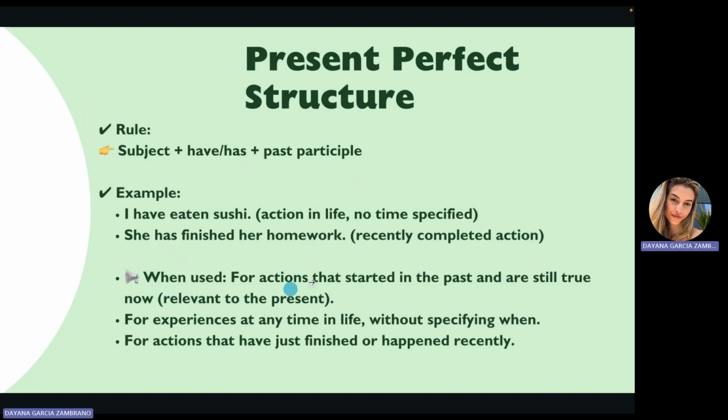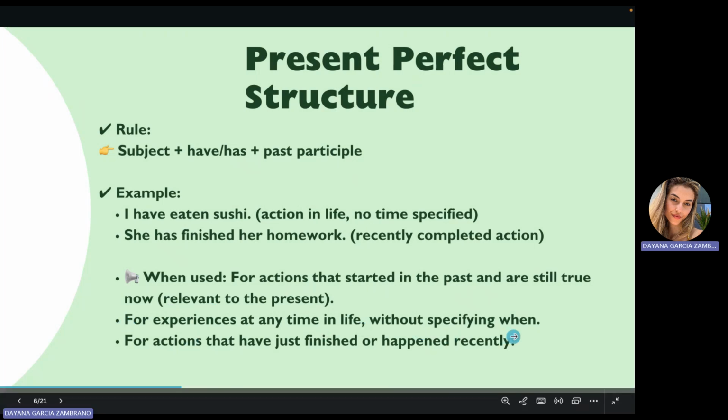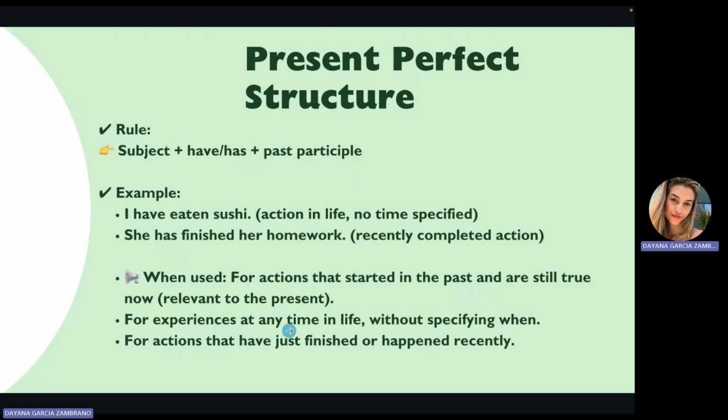We use it for actions that started in the past and are still true now, as relevant to the present, or for experience at any time in life without specifying when, or for actions that have just finished or happened recently. So for example, I have eaten sushi is an action in life that happened, but it doesn't specify when, like it has no time specified. Or she has finished her homework. It's an action that is recently completed.